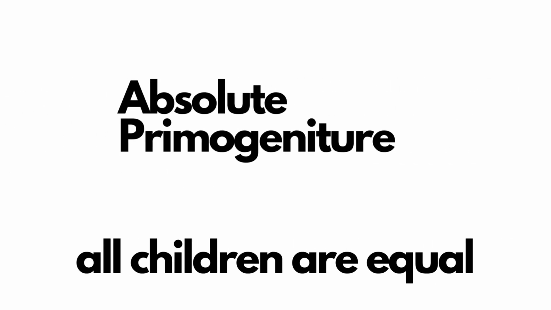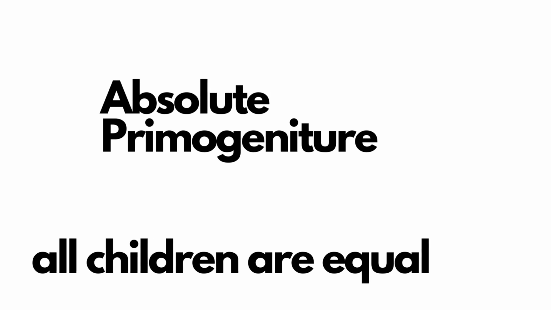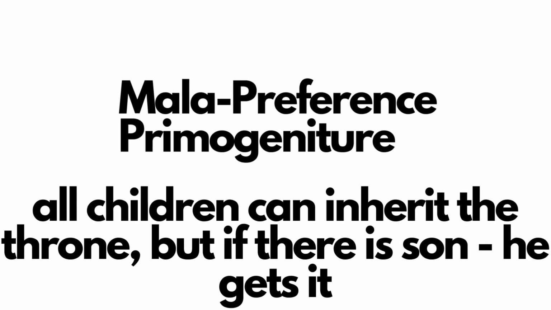The first one is absolute primogeniture. This system involves the transfer of power to the firstborn child of the reigning monarch, regardless of gender. This approach has gained traction in recent years as a way to ensure gender equality within royal succession. Countries such as Sweden, Norway, Belgium, and the Netherlands have adopted absolute primogeniture, allowing daughters to inherit the throne just as sons can.